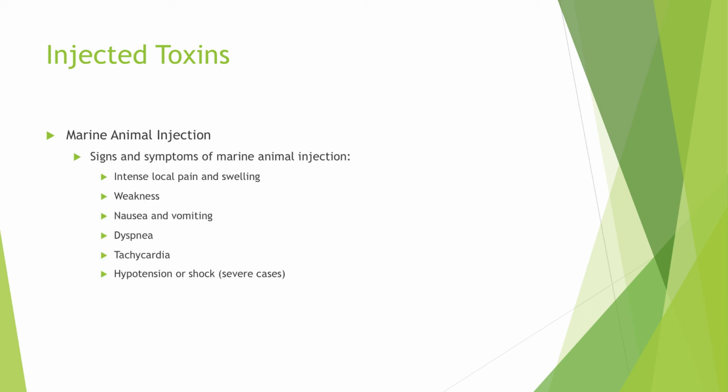So a lot of intense pain, out of proportion, remember, at the local site. Weakness, nausea, vomiting, a little shortness of breath and tachycardia. In severe cases, they may actually go into shock, so it depends on the person, how much venom, and how many times they were stung.